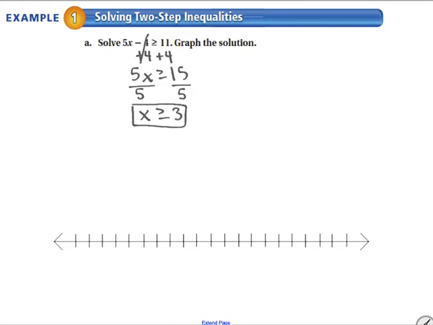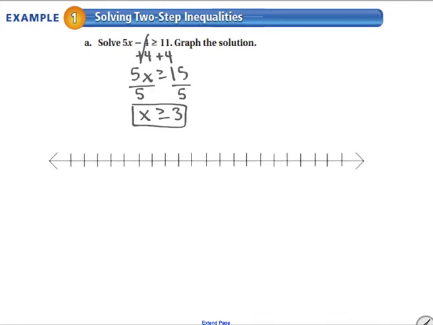On our number line, we're going to need to have the number 3 on there. I'll go ahead and throw a couple more numbers on there to make it a nice proper number line. 3 is included, and it looks like x is greater than or equal to, so we will draw our arrow of included solutions to the right, the greater numbers.